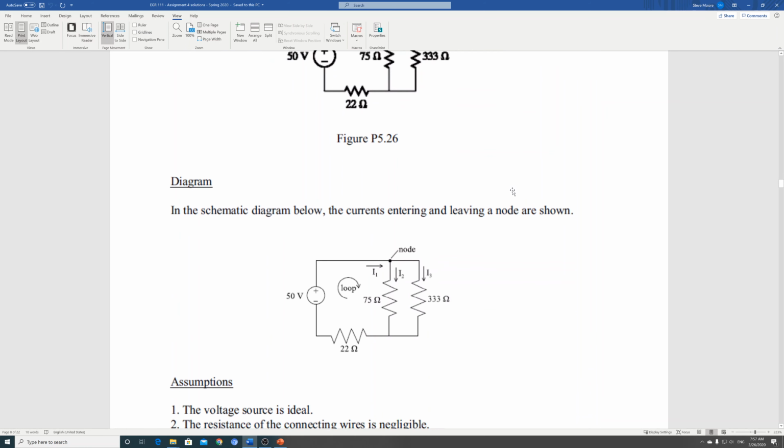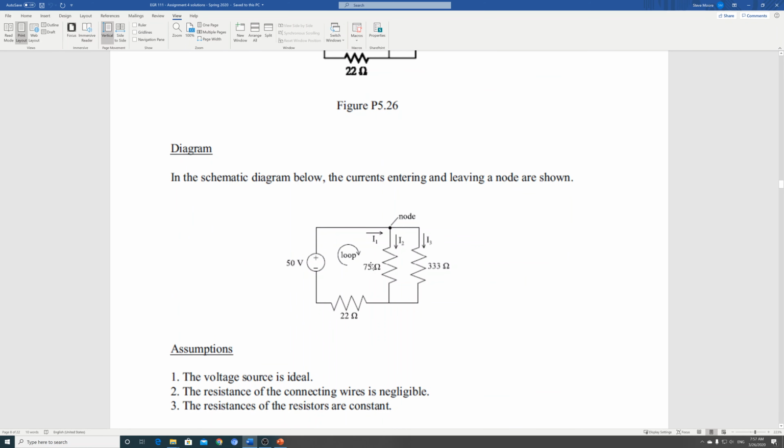First thing, like I said, we can identify the two loops. We can identify a node here, a node here, a node here. But it depends upon how many unknowns we have in our equations. If I need to solve the circuit and I have two unknowns, then I know I can solve the circuit with just two equations. What we're going to end up doing in this particular problem is picking a node here. This is I1, I2, and I3.